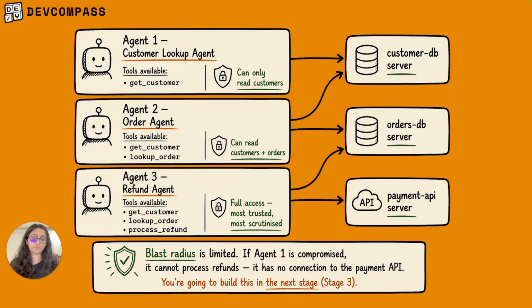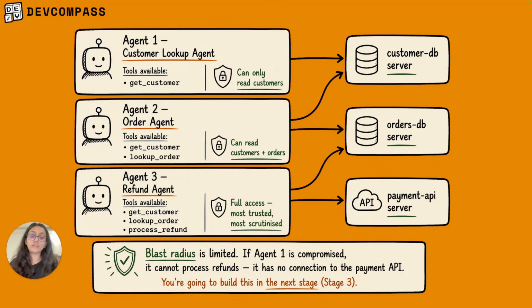It cannot touch payments. The order agent connects to customer DB and orders DB server. It has get customer and lookup order. It can look up customers and their orders, but it cannot process refunds or touch the payment API.